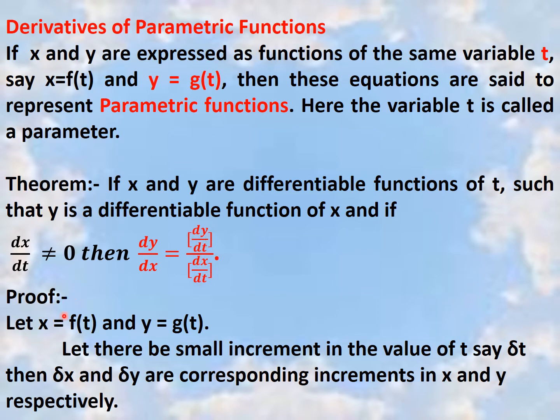Now, let us see the proof. x is equal to f of t and y is equal to g of t. Now, let us consider small increment in the value of t. Then this increment gives a corresponding increment in the value of x and value of y also. Then corresponding increments are represented as delta x and delta y.